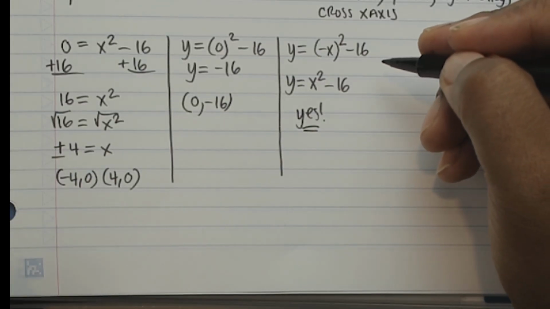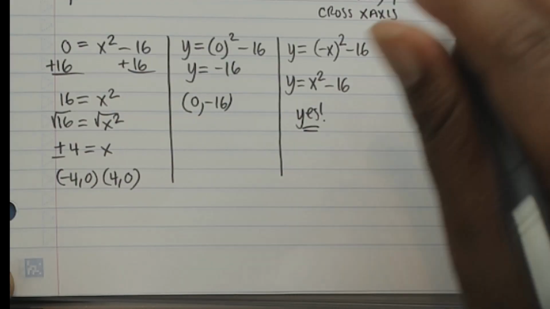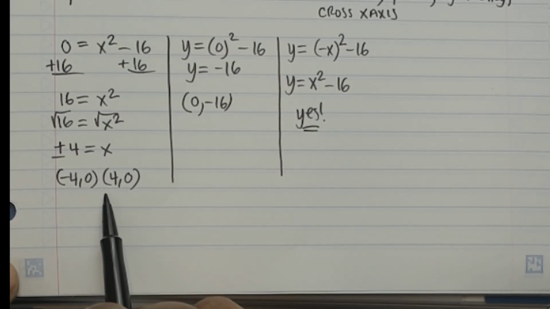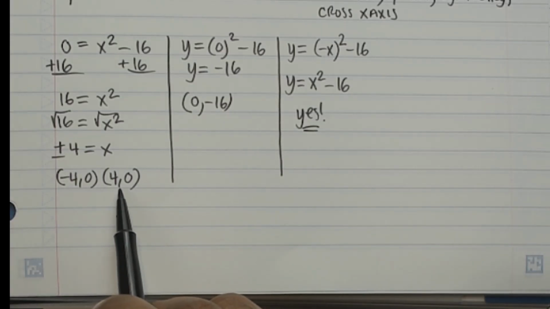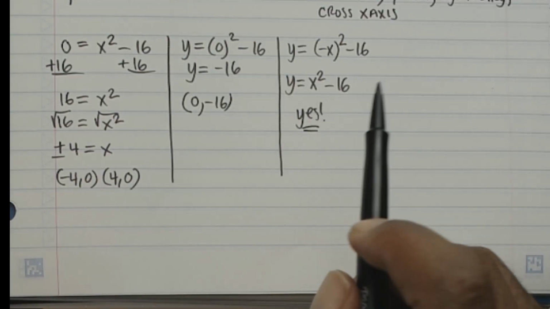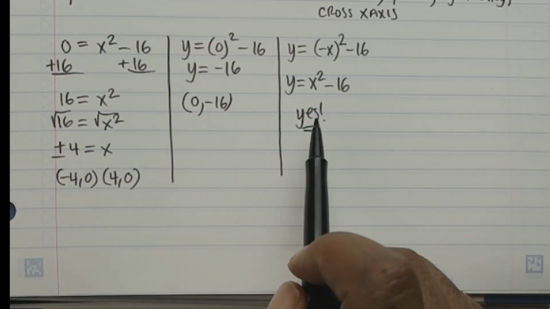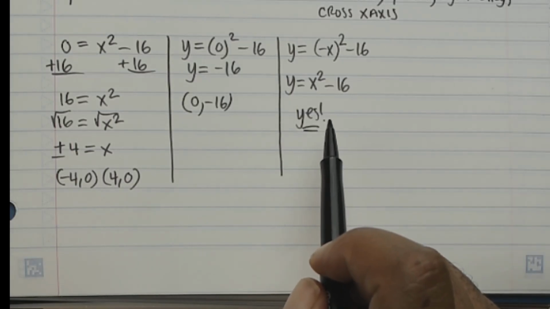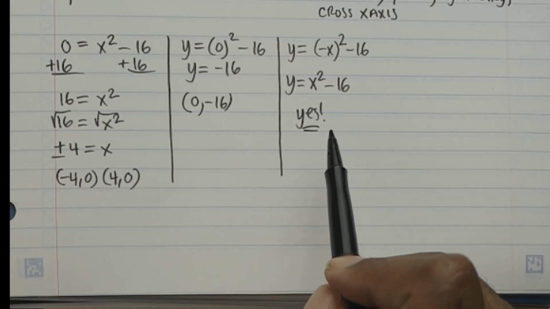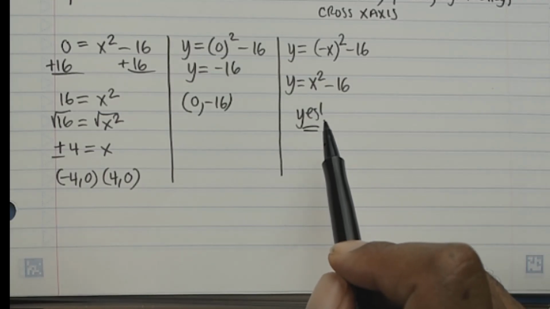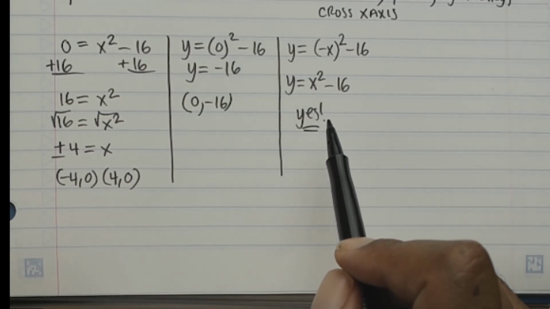So let's connect the ideas. We have the two x-intercepts of (-4, 0) and (4, 0), and those are mirror images across the y-axis. That's consistent with it having y-axis symmetry. And the graph crosses the x-axis twice because the equation x squared equals 16 has two real solutions.